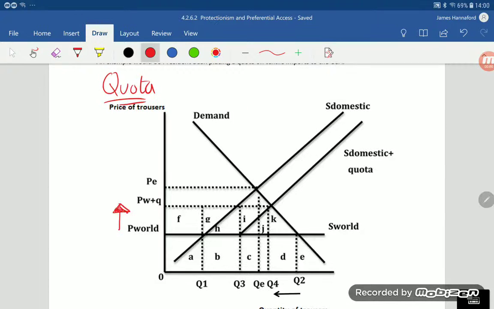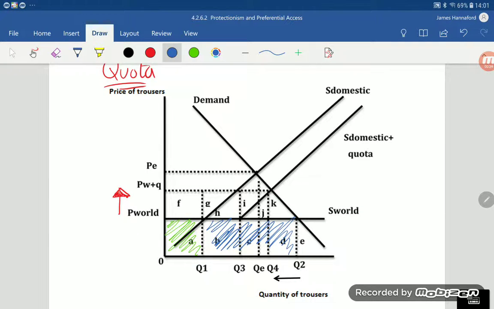Quotas. The first thing to note with quotas is that the price will increase from P World. Remember, supply is perfectly elastic because more, in this case trousers, can be supplied than we would ever demand in the country. So price would increase from P World to PW plus quantity. In addition, domestic demand would reduce from Q2 to Q4. There will be a contraction in demand, this point to this point, because of the higher prices. Consumers no longer want to purchase as many trousers.